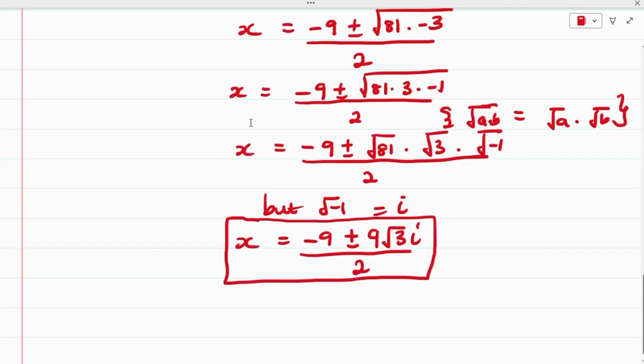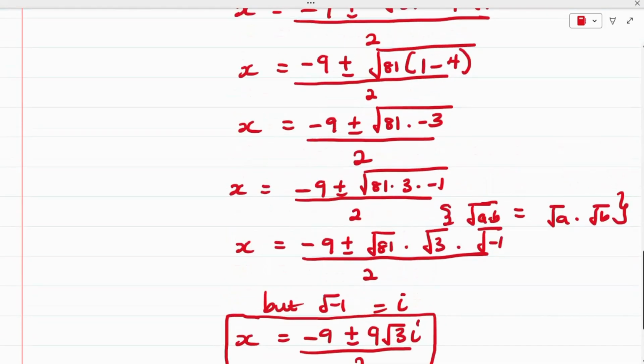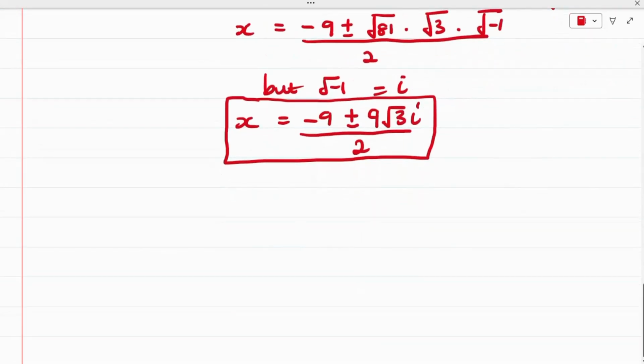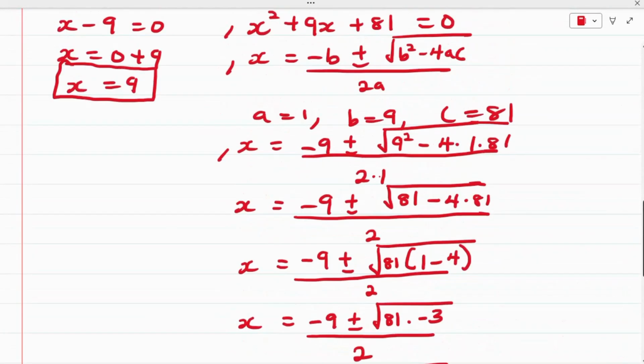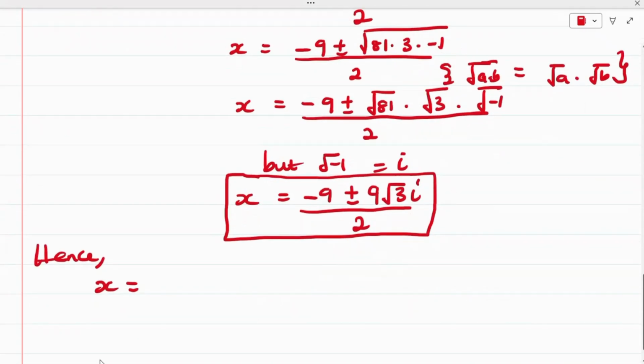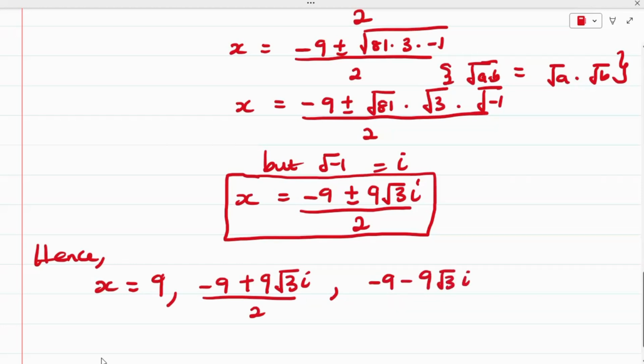So we have been able to find the values of x for this nice algebra problem. So from here we are going to say, hence, we have the values of x to be: the first value of x is equal to 9, and x is also equal to minus 9 plus 9 root 3 i, divided by 2, and x is also equal to minus 9 minus 9 root 3 i, divided by 2, and these are the values of x.